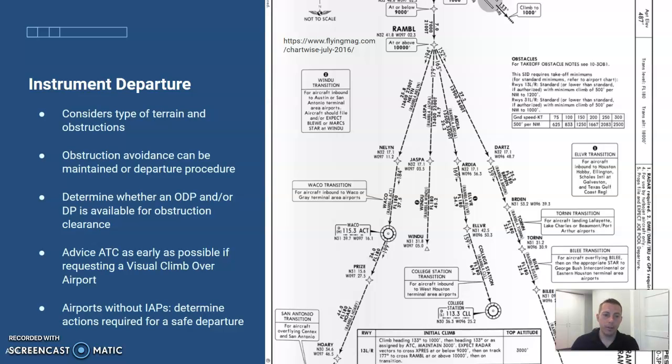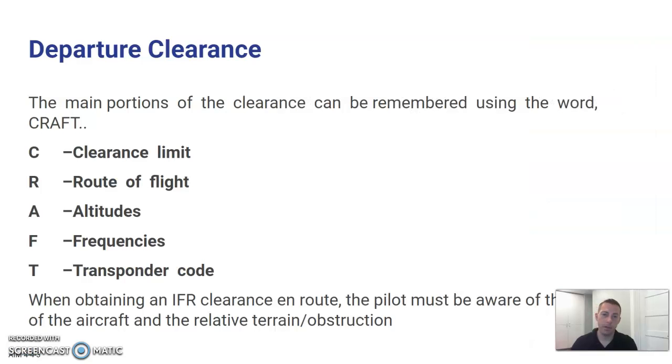If we're doing an instrument departure, where required, our responsibilities as a pilot are to consider the type of terrain and obstructions, whether obstruction avoidance can be maintained on the departure procedure, and determine whether an ODP or a DP is available for obstruction clearance. Advise ATC as early as possible if requesting a visual climb over the airport. And at airports with instrument approach procedures, we need to determine the actions required for a safe departure.